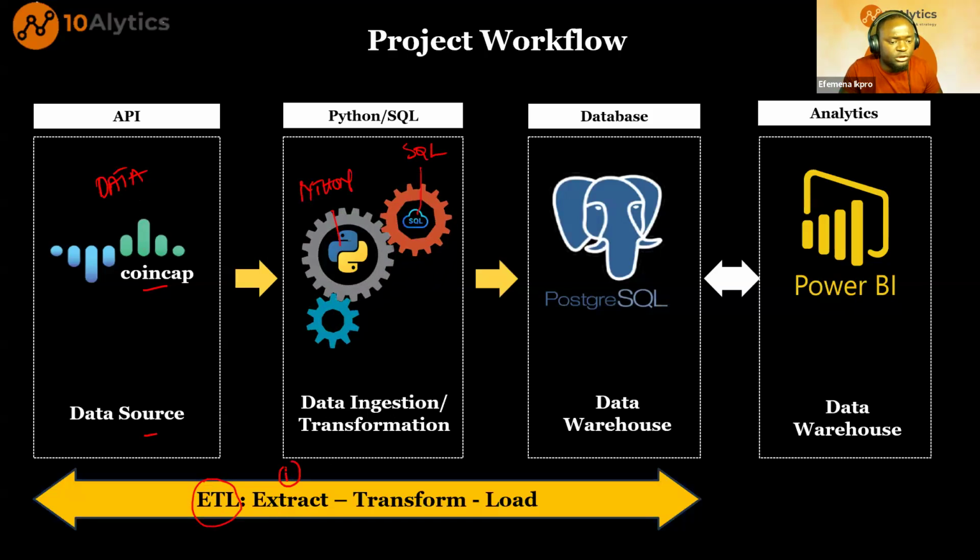Extract is the first thing that we need to do. The data currently exists in CoinCap, correct? The data currently is in the CoinCap API. So the data is here, but we need to extract the data from here. We need to extract the data from the API, okay?